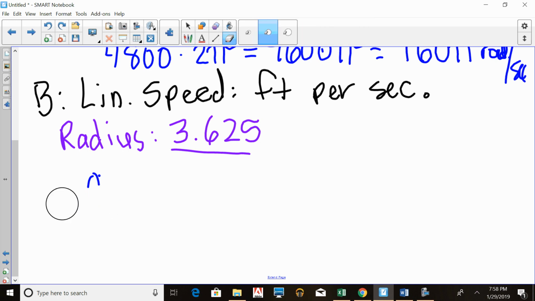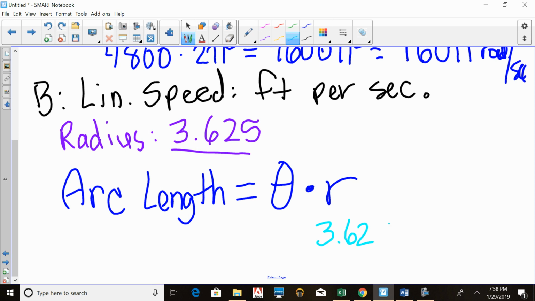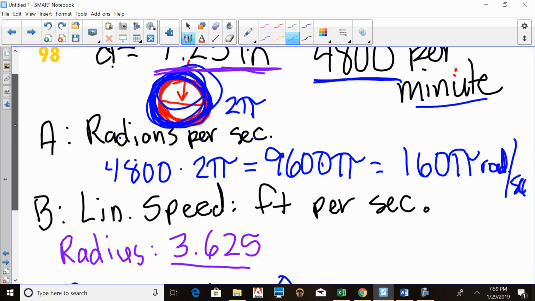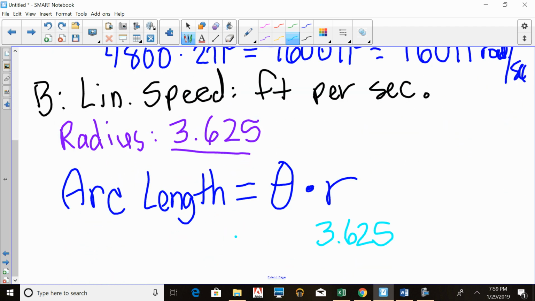my goodness, learn how to spell. Arc length is equal to the radian measure of the angle times the radius. Well, the radius is 3.625. The radian measure of the angle, we just figured it out. That is 160 pi.